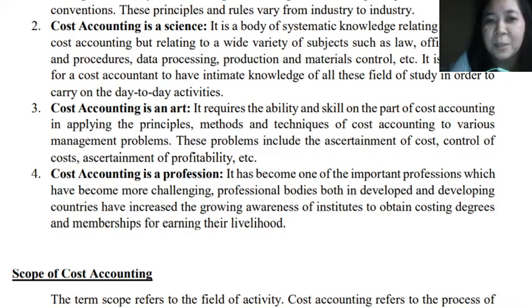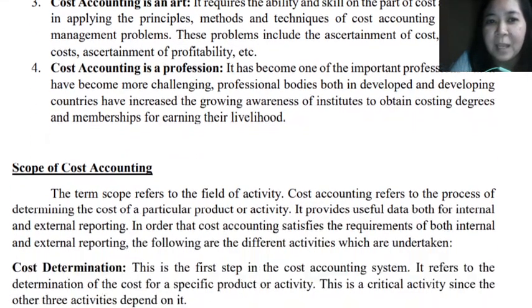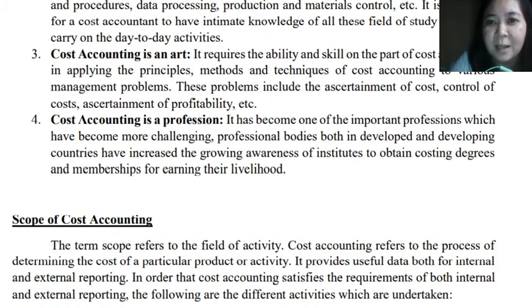Okay, so these problems include, of course, since we are talking about cost accounting, the ascertainment of cost, the control of cost, how to minimize the costs, and of course, to determine if a certain activity is profitable or not. Okay, so the next nature of cost accounting is that it is a profession.